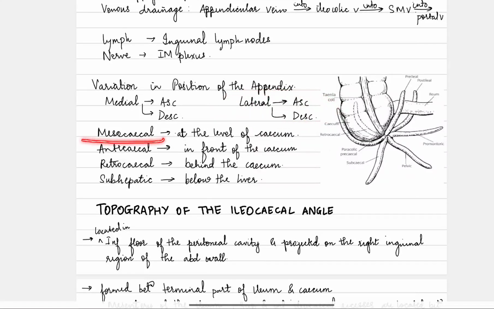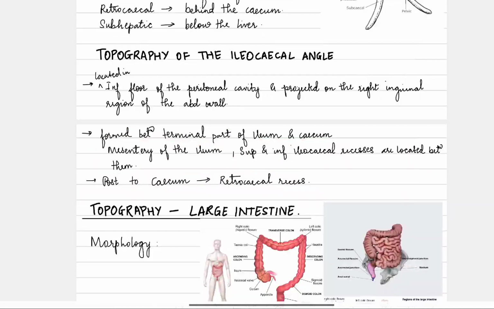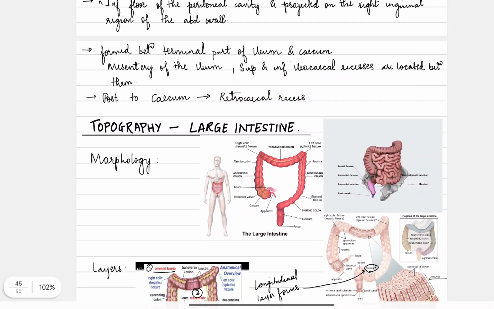There is mesocecal at the level of the cecum, antececal in front of the cecum, retrocecal behind the cecum and subhepatic below the liver. Next is topography of the ileocecal angle. It is located in the inferior floor of the peritoneal cavity and projected on the right inguinal region of the abdominal wall. It is formed between the terminal part of the ileum and cecum. Mesentery of the ileum, superior and inferior ileocecal recesses are located between them. Posterior to the cecum is retrocecal recess.